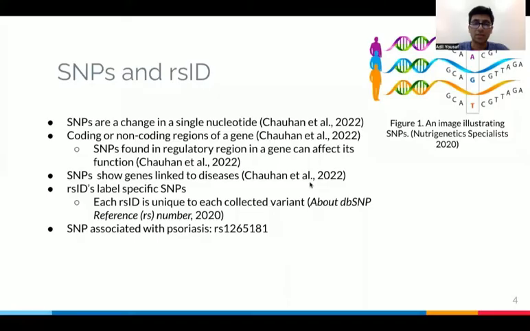SNPs are actually a change in a single nucleotide of a gene. Oftentimes in a regulatory region, this is going to cause a change in the gene's function. SNPs are identified with RSIDs, which label specific SNPs. These RSIDs are associated with certain diseases. The SNP that is associated with psoriasis is RS126551A1. And over here in figure 1, we can see an example of a SNP where one of the nucleotides was changed out, making a single nucleotide polymorphism.